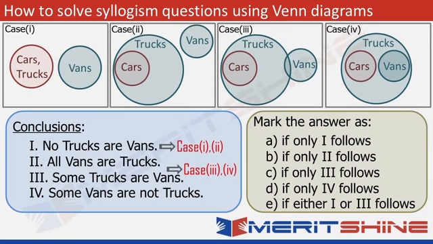Now there are just 4 possibilities: case 1, case 2, case 3 and case 4. So either conclusion 1 would follow, it means case 1 or case 2, or conclusion 3 would follow, means case 3 or case 4. So we can say that conclusion 1 and 3 amongst themselves cover all the 4 possibilities. Yes, they do. And that's why E has to be our answer. I hope that's understood. So that's how we solve syllogism questions using Venn diagrams.